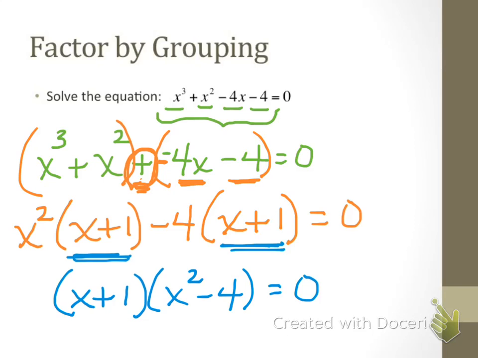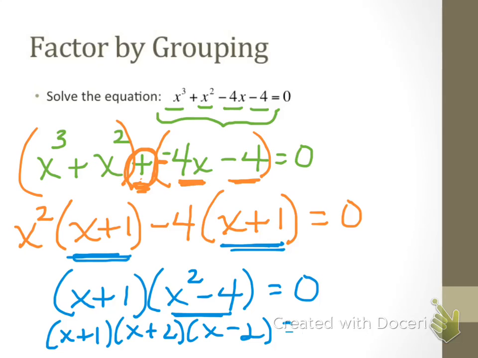Now, when you look at these two factors, you need to realize that x squared minus 4 is a difference of squares. So we can actually factor this one more step by taking the x plus 1 and then splitting up x squared minus 4 into x plus 2 times x minus 2. And so now with our three factors, we are ready to use our zero product property.